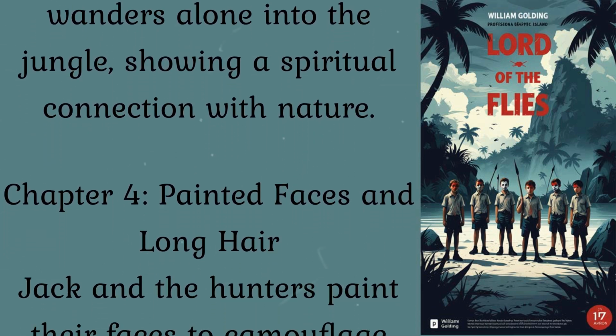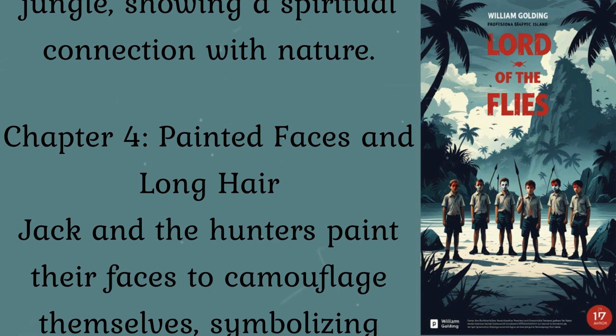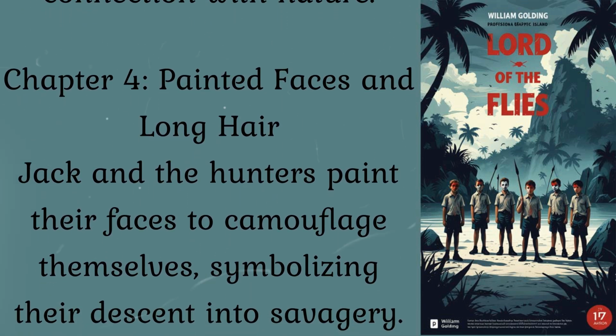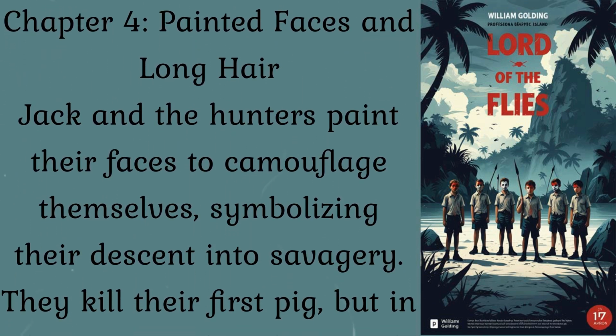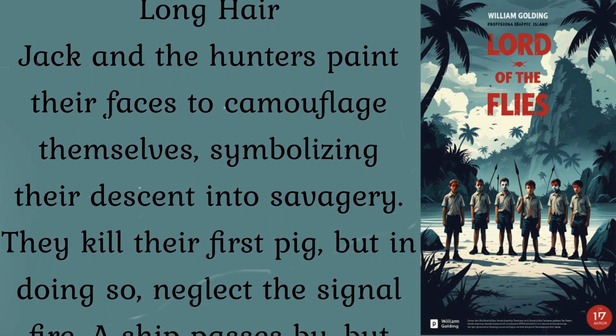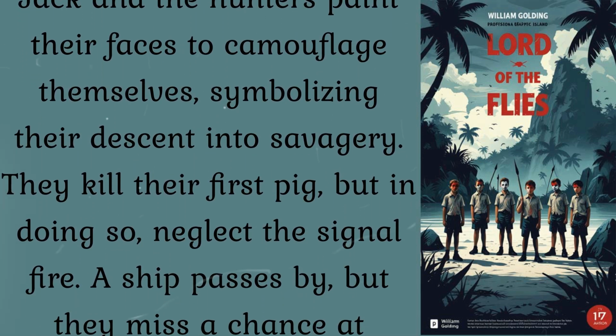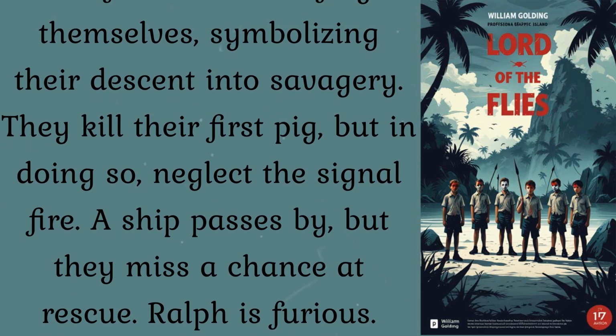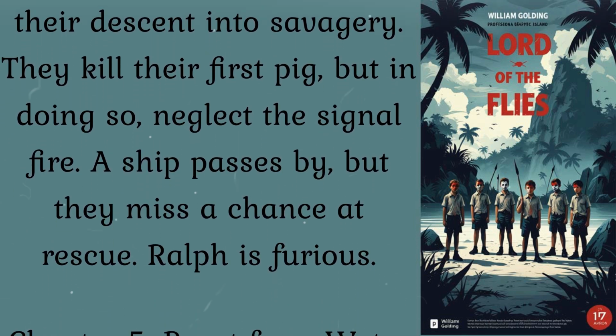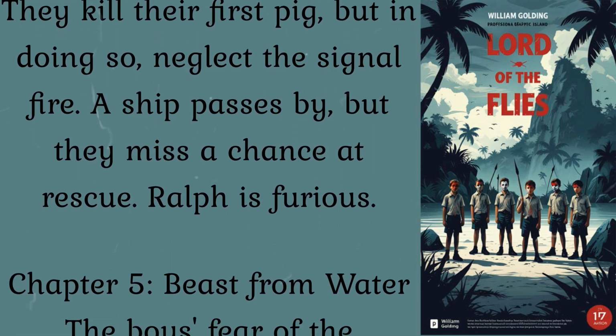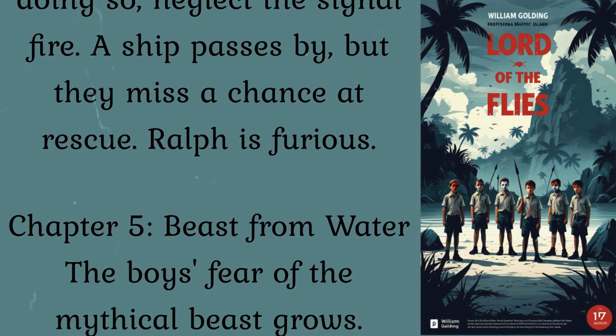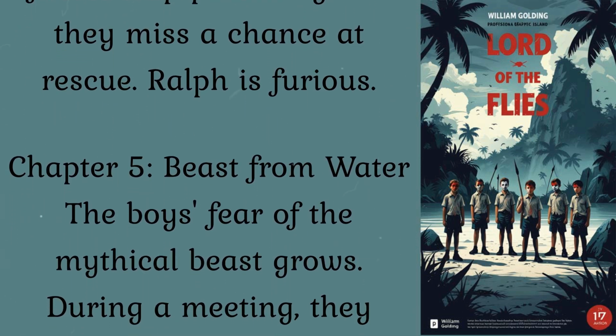Chapter 4. Painted Faces and Long Hair. Jack and the hunters paint their faces to camouflage themselves, symbolizing their descent into savagery. They kill their first pig, but in doing so, neglect the signal fire. A ship passes by, but they miss a chance at rescue. Ralph is furious.